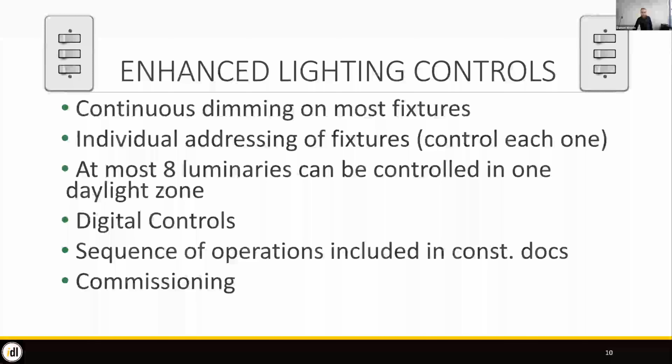Just notice that there's a chat. Yeah, so question from Dan, how are lighting controls looked at for saving energy and how much savings are attributed?